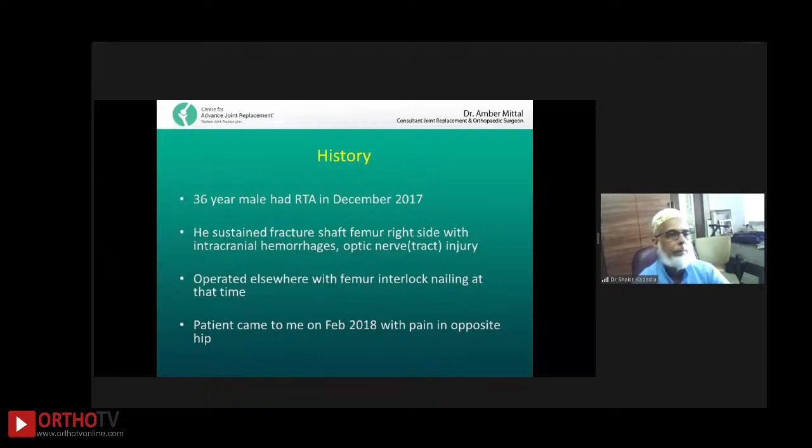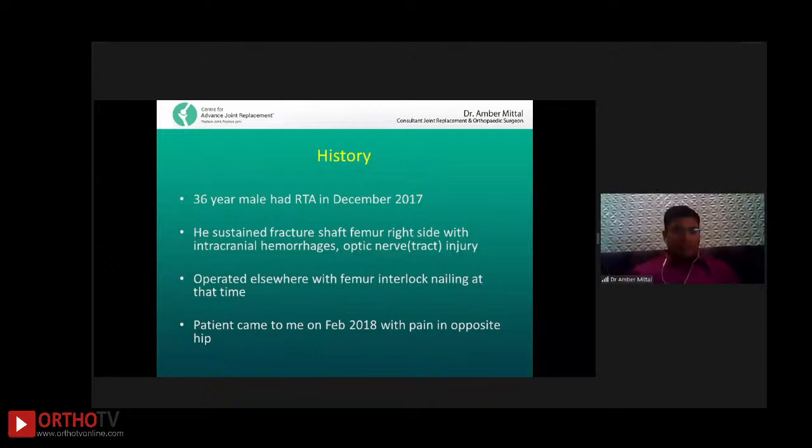Okay, sir. So the history of the patient is, it's a 36-year-old male who sustained a road traffic accident in December of 2017. He also sustained multiple injuries along with that: a fracture of the shaft of femur on the right side, along with brain injuries, intracranial hemorrhages, and optic nerve injuries. He was taken to some other hospital where he was operated for femur interlock nailing at that time.